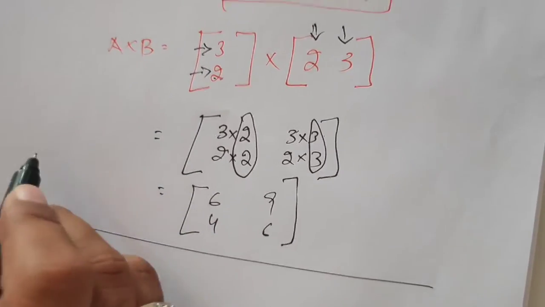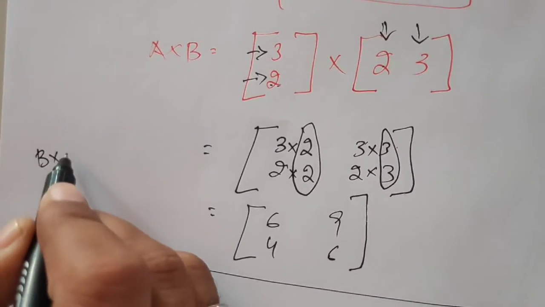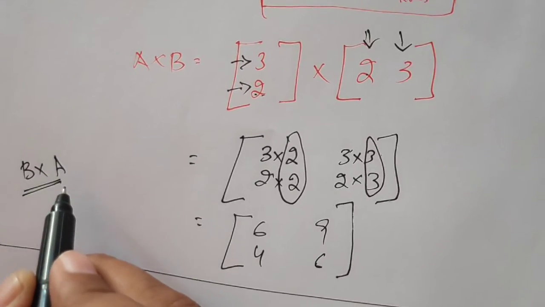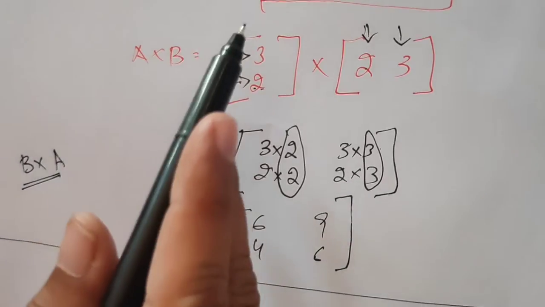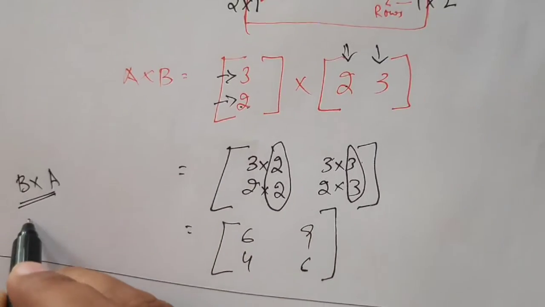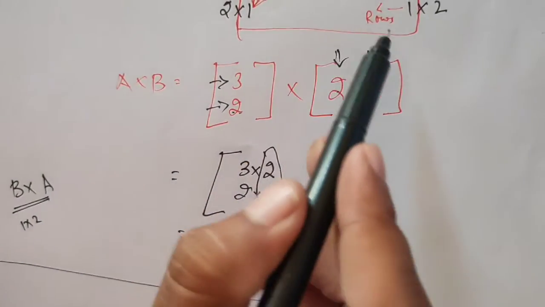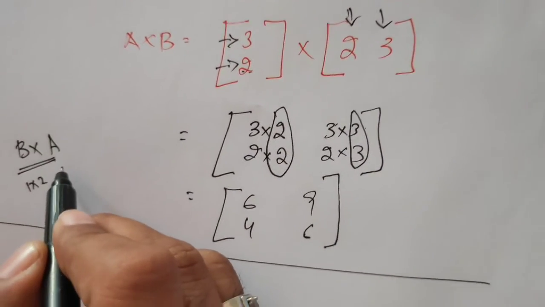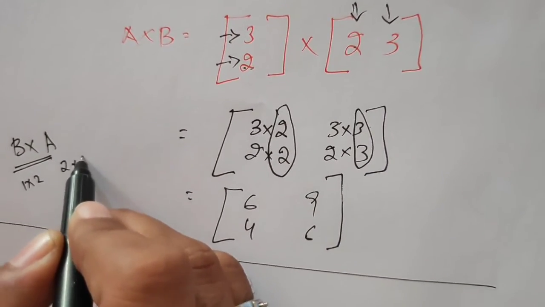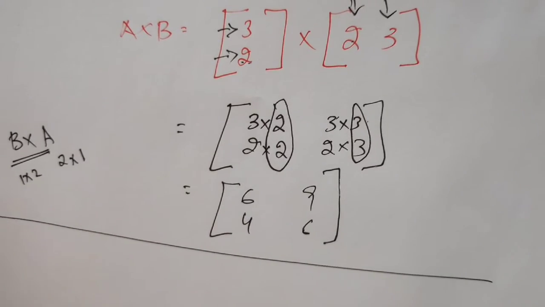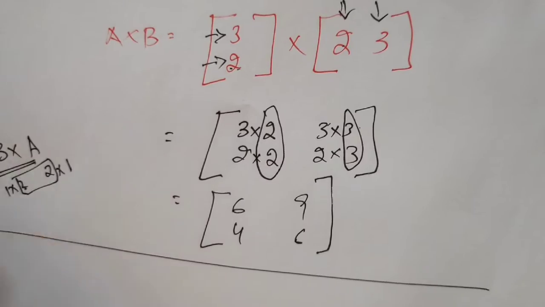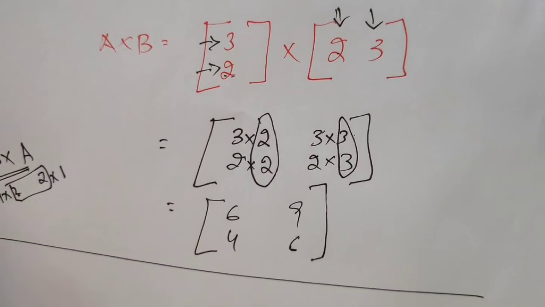If we multiply B multiply A in the same example, is it possible or not? First we check the order. The order of B is 1 by 2, and the order of A is 2 by 1. It means it will be possible, because the number of columns and the number of rows are equal.